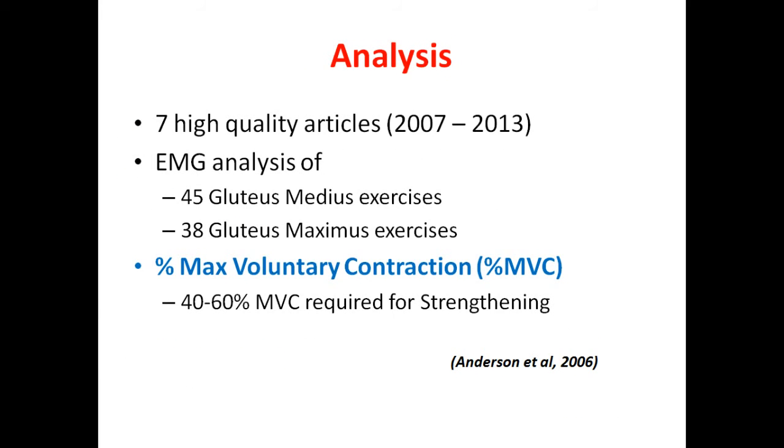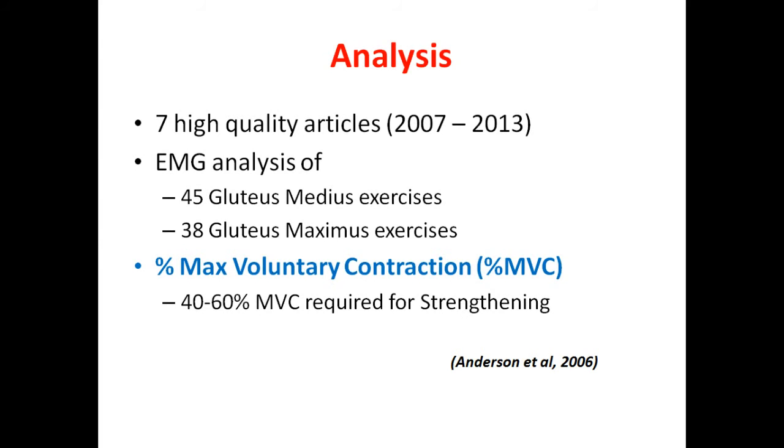This presentation is based on the results of 7 high-quality articles which were published from 2007 to 2013. The articles in total looked at about 45 glute med exercises and about 38 glute max exercises. They all used percentage of maximal voluntary contraction as their outcome measure. They compared the readings with the different exercises and figured out the percentages.